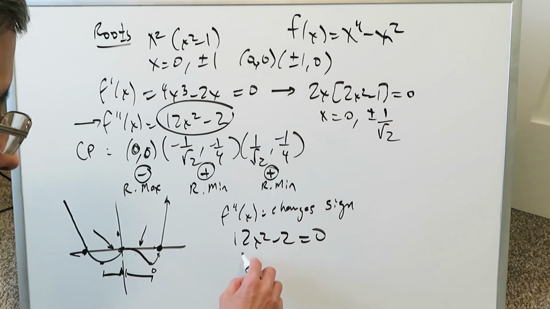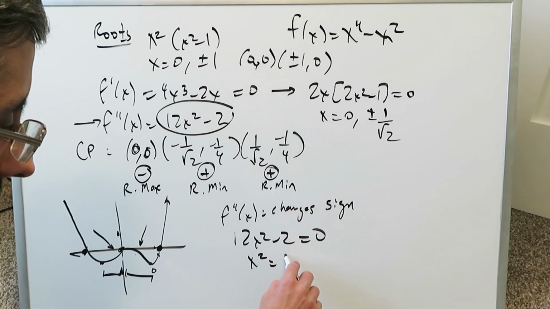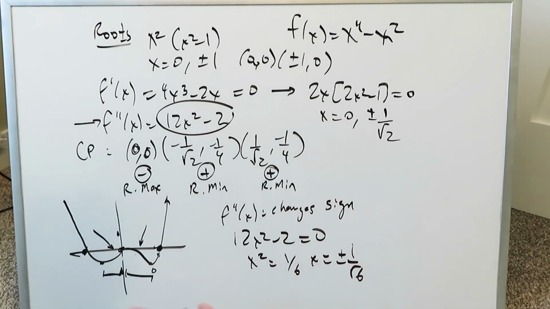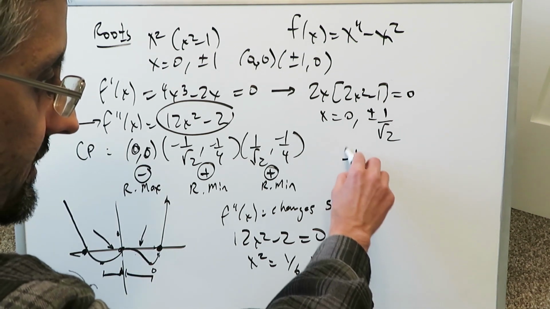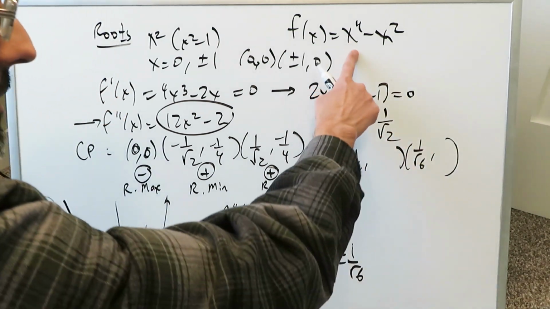Anyhow, you have 12x squared minus 2 equals 0. You have x squared is equal to 2 over 12, which is 1 over 6, and x is equal to plus and minus 1 over root 6. You'll have two inflection points, and we know what they will be: minus 1 over root 6, and then a positive 1 over root 6, and everything will come right over here.